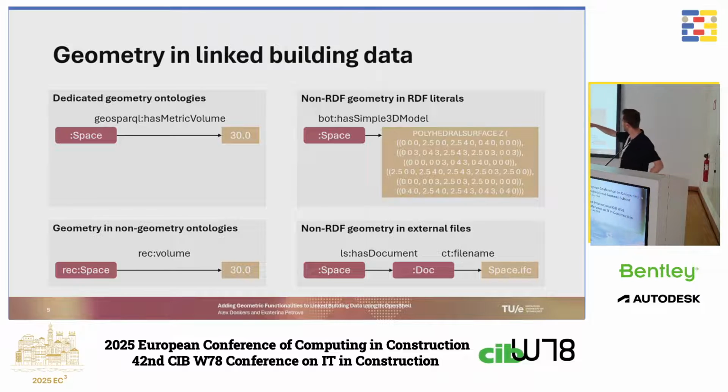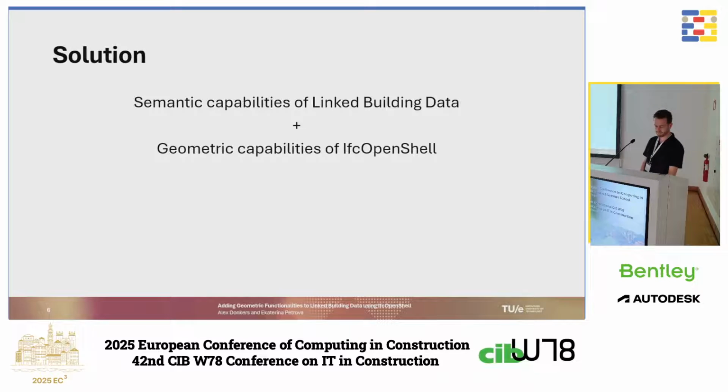The right side, your left side, is nice because you can use geometry together with the semantic capabilities and with SPARQL and SHACL, etc. But storing that in a graph is not so nice. It doesn't scale really well. The left side is nice because it scales better, but you don't have those semantic capabilities. So we thought, can we combine this? Can we combine the semantic capabilities of linked building data with the geometric capabilities that we can get through IfcOpenShell?